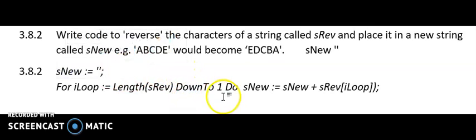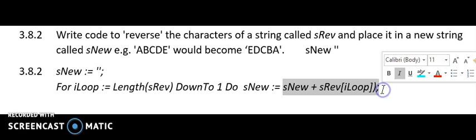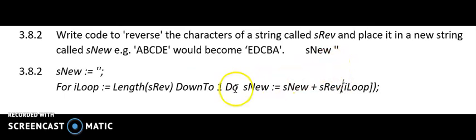So I'm going to use that same for loop. And the question here is to get the order right. In other words, we say snew is equal to, don't say srev loop plus snew, because that's going to give us a problem. Let's have a look at it. How many characters are in this particular example? 5. So it'll go from 5 down to 1.